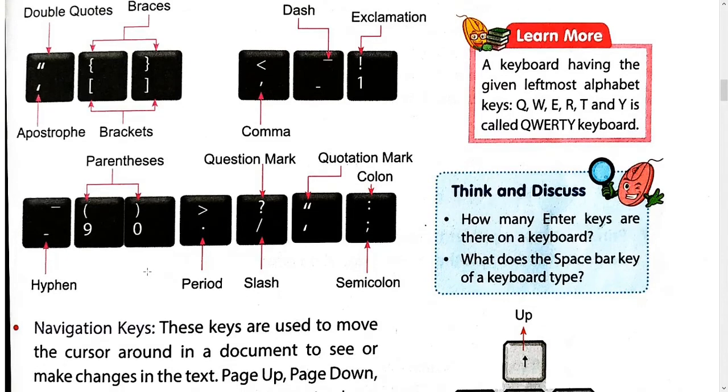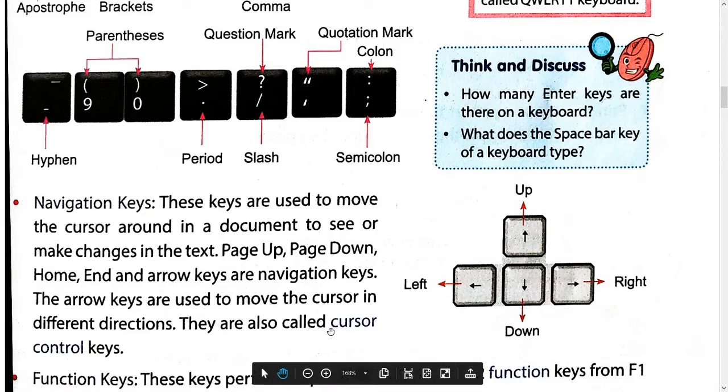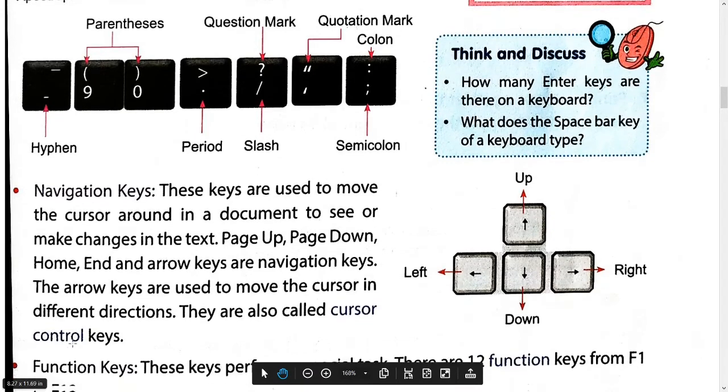Then we will get those symbols. Then navigation keys. Navigation keys are also known as cursor movement keys or arrow keys. These keys are used to move the cursor around in the document to see or make changes in the text. Page up, page down, home, end, and arrow keys are navigation keys. The arrow keys are used to move the cursor in different directions: left, right, up and down. So they are also called cursor control keys.